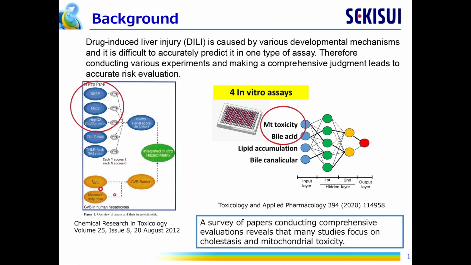The figure on the left is from AstraZeneca in 2012. They did comprehensive evaluation of drug transporters, BSEP and MRP2, which shows transporter inhibition causing cholestasis from bile acid buildup. They also performed the mitochondrial toxicity test using hepatitis cells and a metabolite-dependent toxicity study and a covalent binding study. The results from all these studies can be looked at together to produce a score, which is part of comprehensive hazard analysis represented by a green bubble.